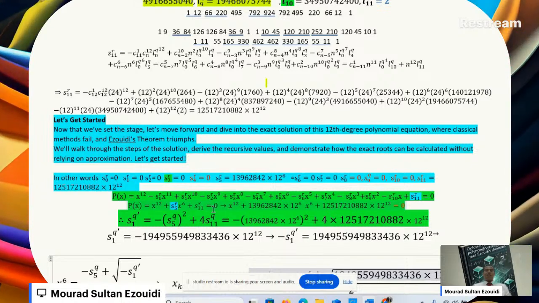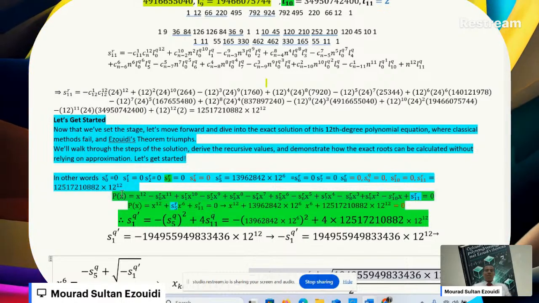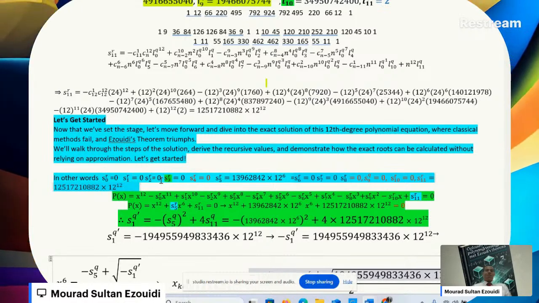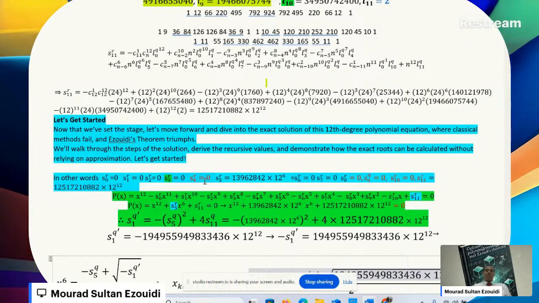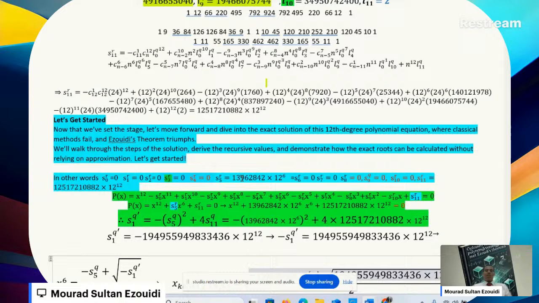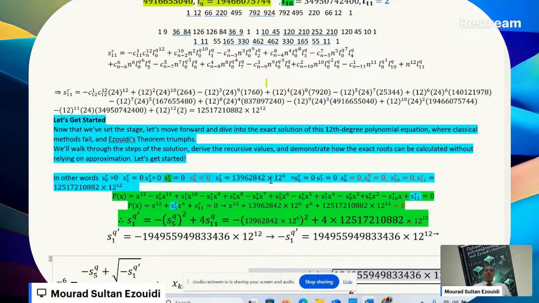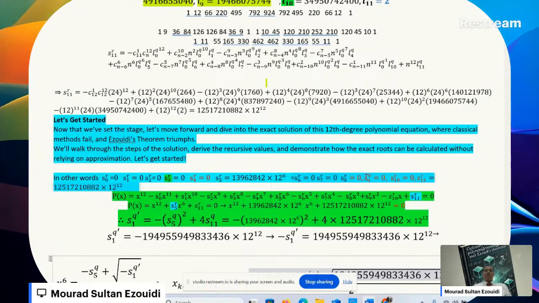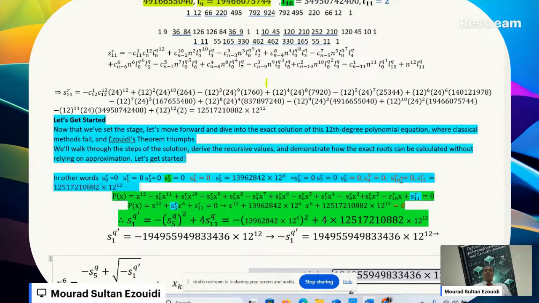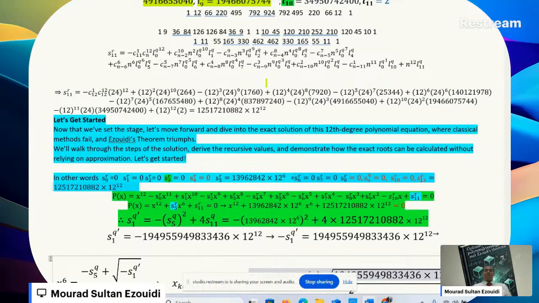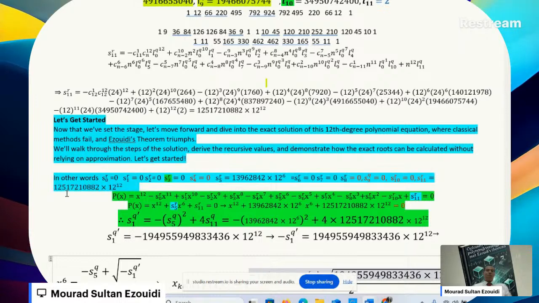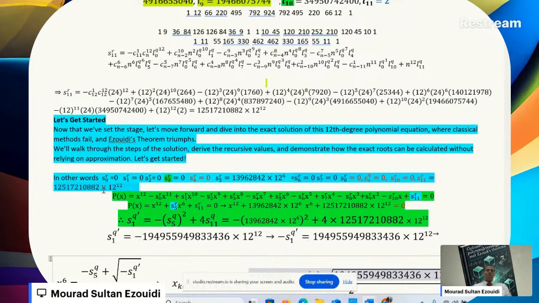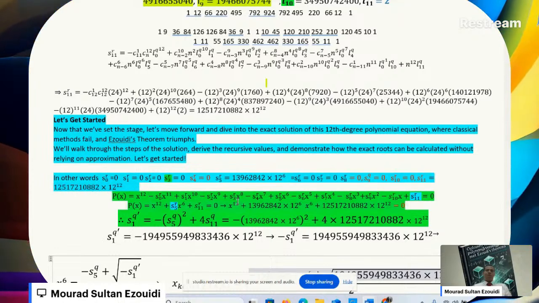Let's get started. So here, in other words, S0 is going to be equal to 0, S1 is equal to 0, S2 is 0, S3 equal to 0, S4 is equal to 0, S5 is equal to 13,960,842 times 10 raised to the power 12, S6 is going to be equal to 0, S7 equal to 0, S8 equal to 0, S9 equal to 0, and S10 is going to be equal to 0, but S11 of order r equal to 12,217,210,882 times 12 raised to the power 10.